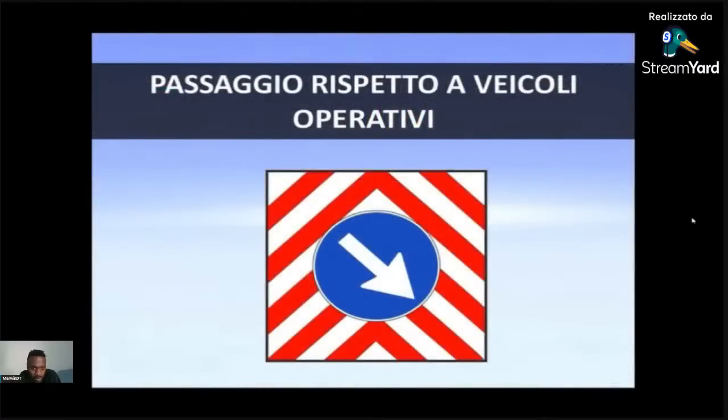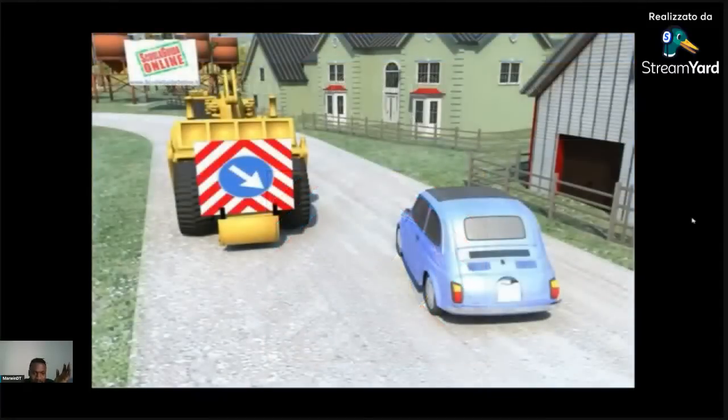Passaggio rispetto a veicoli operativi, meaning overtaking vehicles that are working on the road, that are positioned on the left side. The vehicles that are working on the road, they are positioned where? On the left side. So we are under obligation to pass on the right side. Very simple. So here it is. So you see, there's a vehicle stop and they are working on the left side. And we are under obligation to pass on the right side.